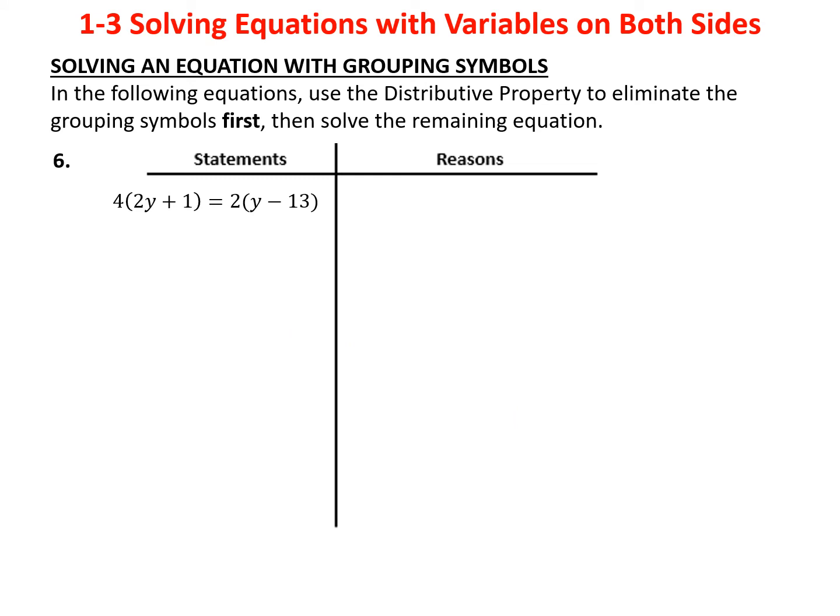So this problem you're going to do on your own. So you're going to multiply 4 times the quantity 2y plus 1 to get rid of that parentheses on the left. On the right, you're going to multiply 2 times y minus 13 quantity to get rid of the parentheses on that. Then notice you're going to end up with a y on each side. You're going to have an 8y on the left and a 2y on the right. So you'll subtract from both sides the smaller one, and then you'll have a two-step equation. Good luck.